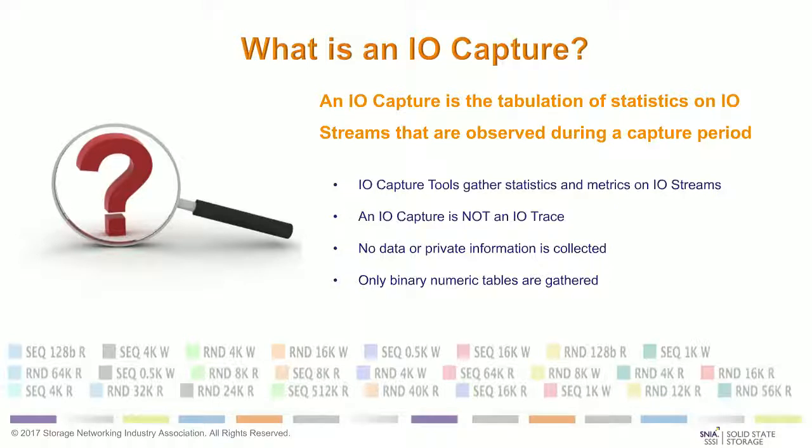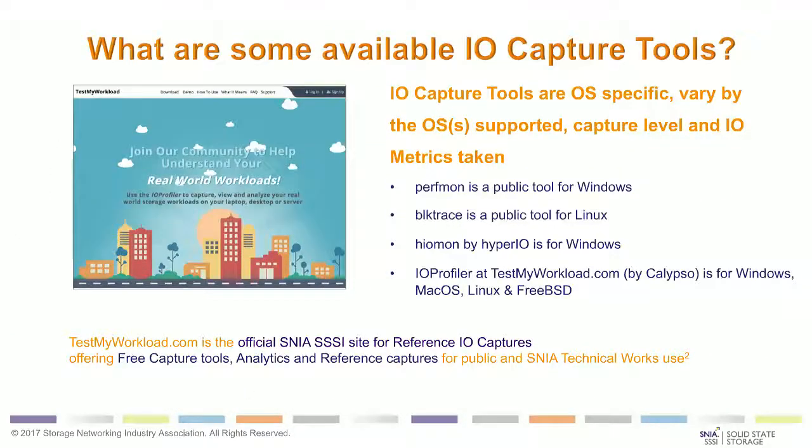Only numeric tables are gathered, typically in a CSV file, and then that CSV file is processed after the fact to give you the visualization of the IO captures. So next, you might want to know what are some available IO capture tools.